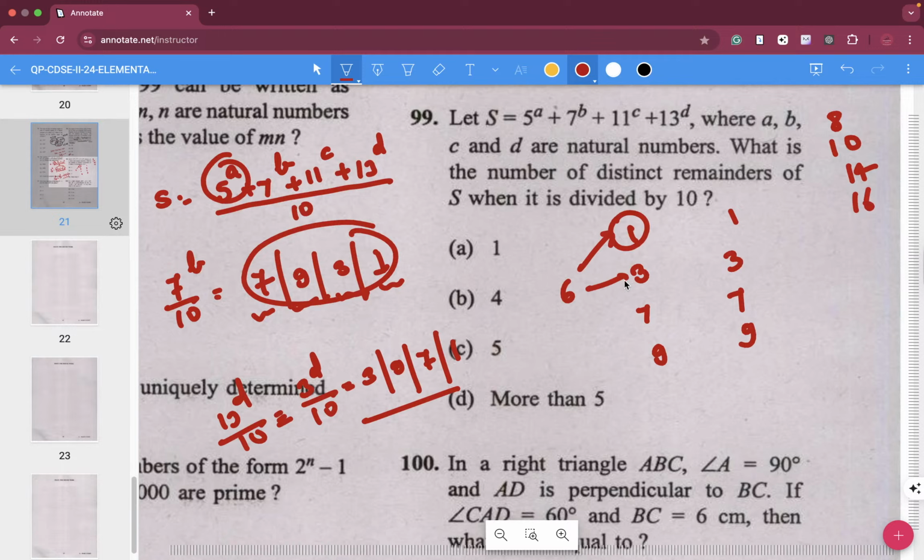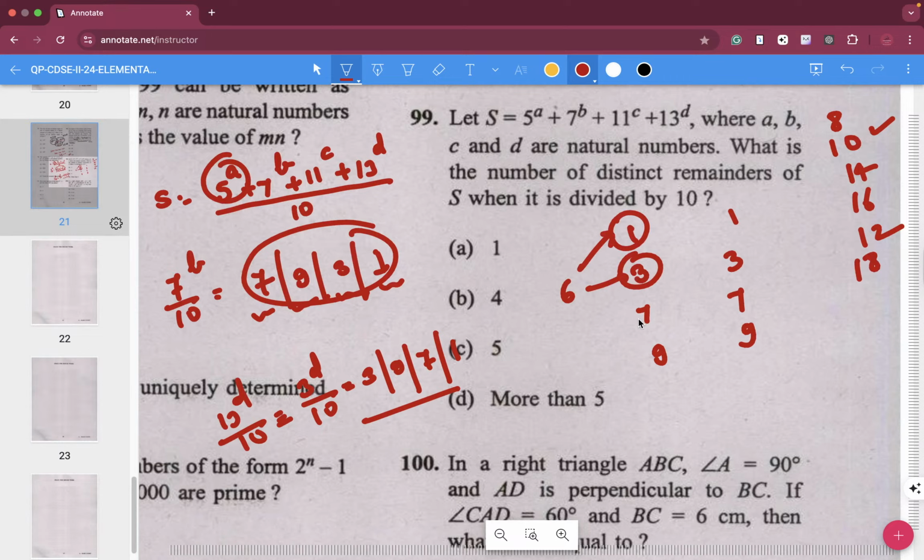Now I will fix this number. 6 plus 3 is 9, plus 1 is 10, already there. Then 6 plus 3 is 9, 9 plus 3 is 12. 6 plus 3 is 9, 9 plus 7 is 16, already there. 6 plus 3 is 9, 9 plus 9 is 18.